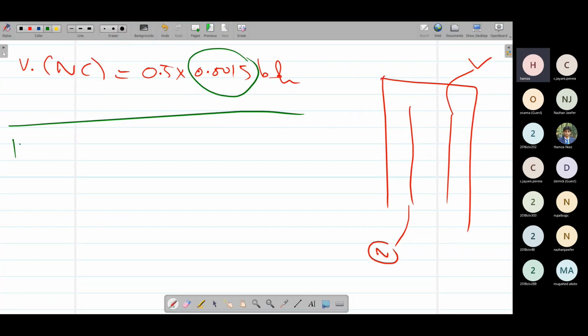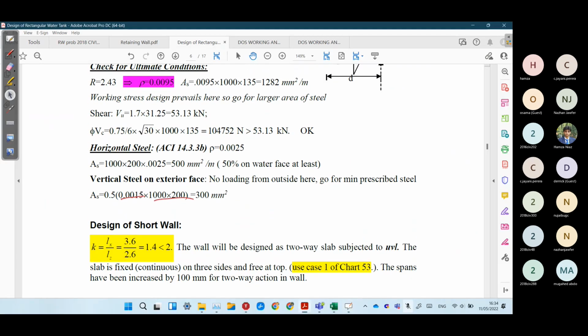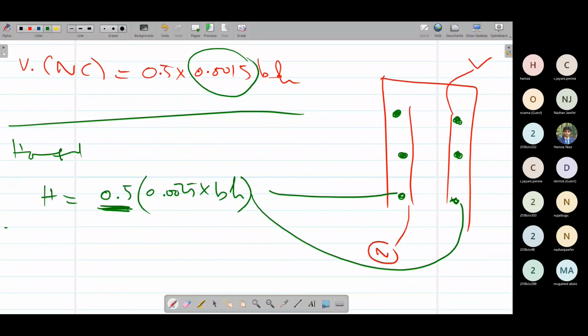And horizontal steel, again we are going to use the same as retaining wall. So horizontal steel would be 0.5 times 0.0025 into bh. Half, meaning 0.5, means that 50%, this much amount will be provided on one side and this much will again be provided on the other side. This much amount will be provided here and again this much on this side also. Okay, so we are designing this moment.